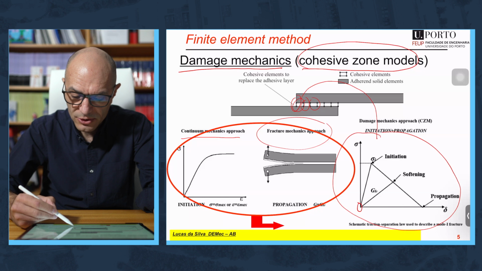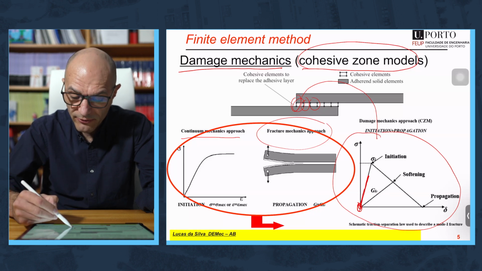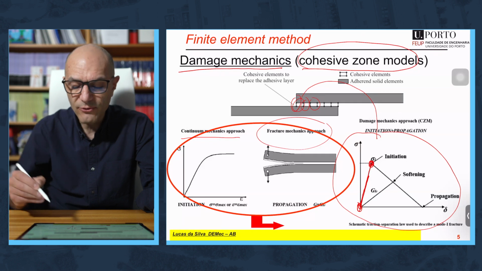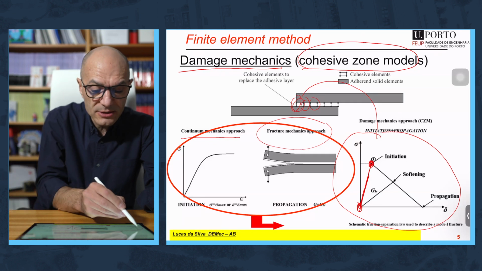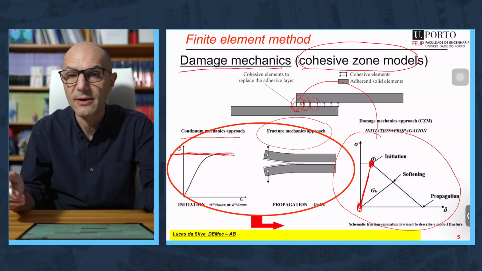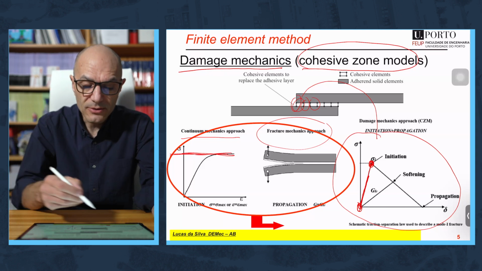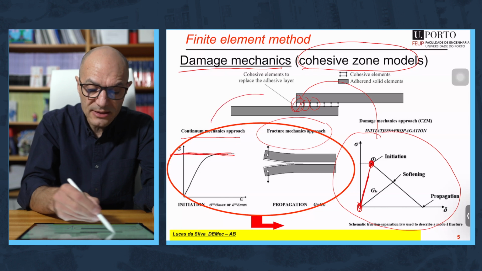Well, it starts in this point. You are loading the joint and you are initially in the elastic range. If you unload, you go back to this point, nothing happened to the joint. Now, if you reach this stress, then if you used continuum mechanics, you would reach the limit of stress and it would fail. That's it. But it doesn't fail because you are combining continuum mechanics and fracture mechanics.